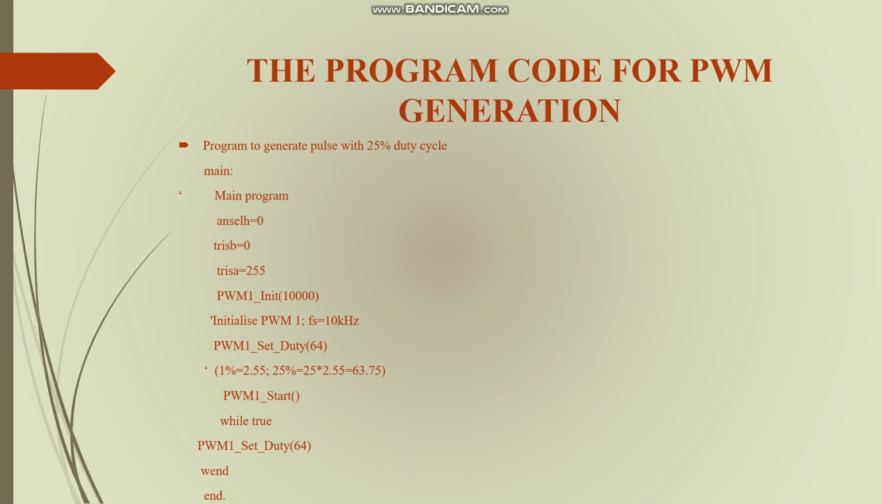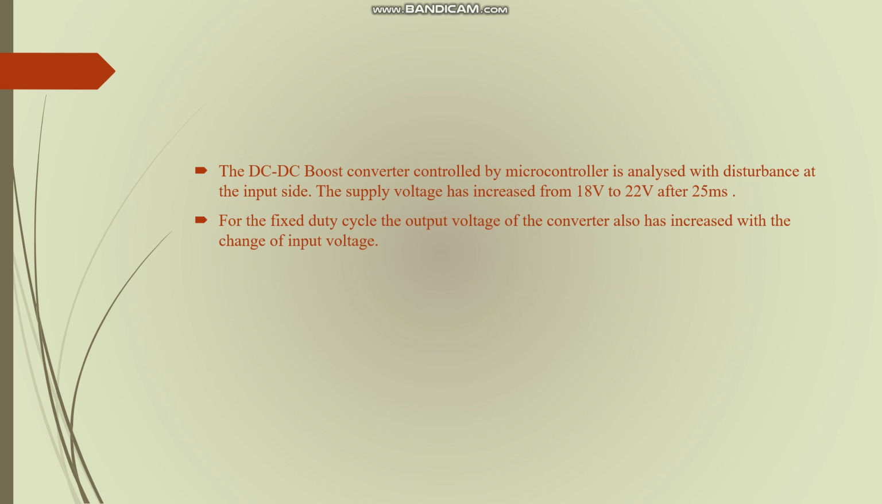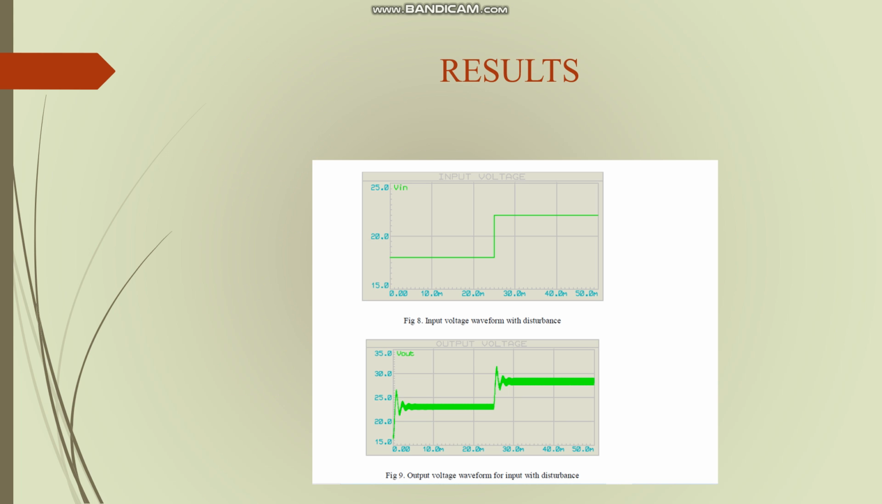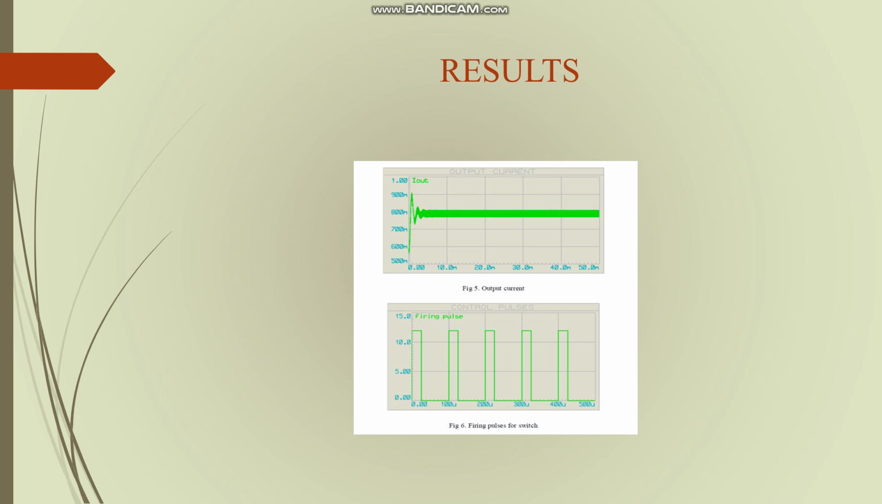This is the program code for the PWM generation. So you want to write the program. Thus the DC to DC converter controlled by the microcontroller is analyzed: the supply voltage has increased from 18 volt to 22 volt after the 25 microseconds. This is the result, that is the input voltage waveform and the output voltage waveform, and this is the firing pulses for the switch. This is the gating pulses for your switches for the DC to DC boost converter.